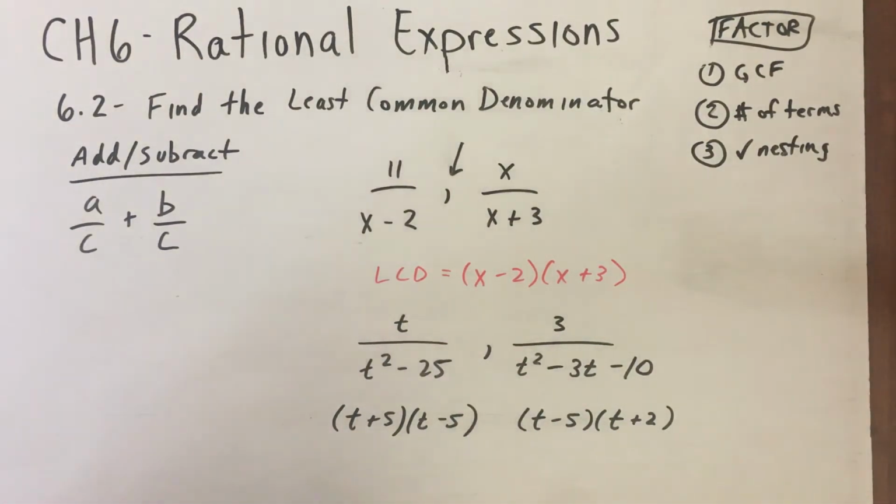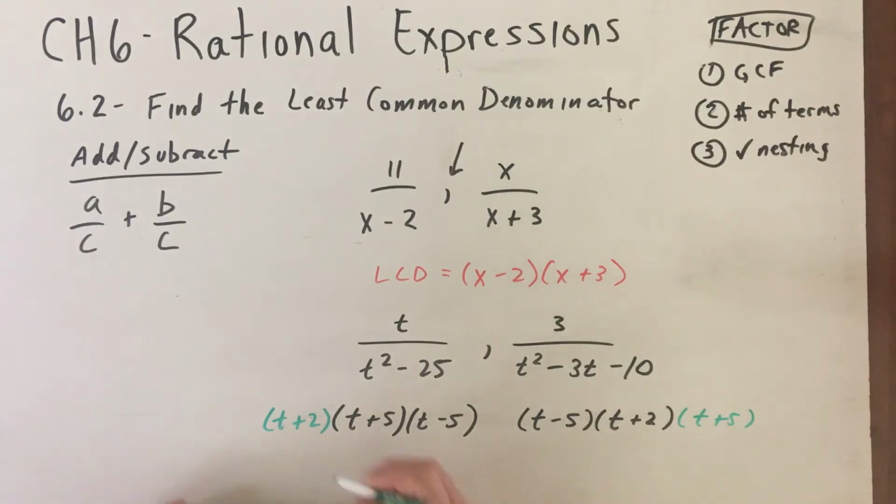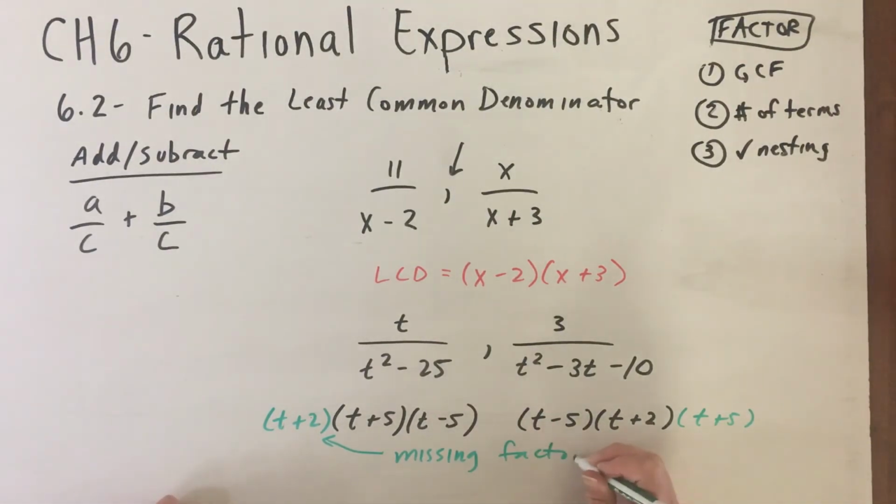Now, when I'm looking at this, all I'm literally asking is, hey, this term right here has a t minus 5. It also has a t plus 5, but it does not have a t plus 2. And this term right here has a t minus 5 and a t plus 2, but it does not have a t plus 5. So these right here are the missing factors for each fraction. Notice they're different. Each fraction will be missing something different.